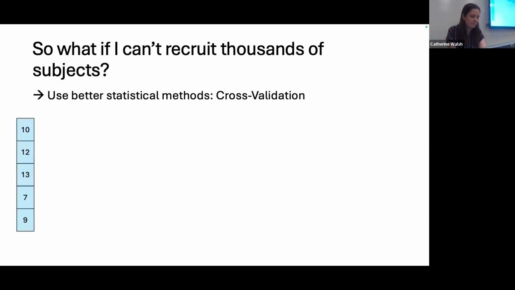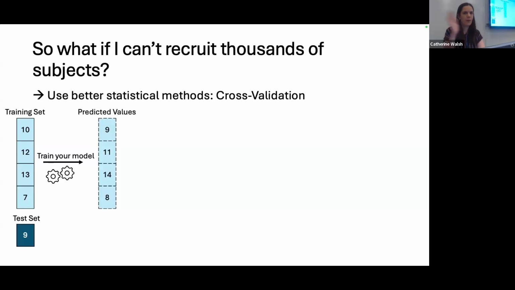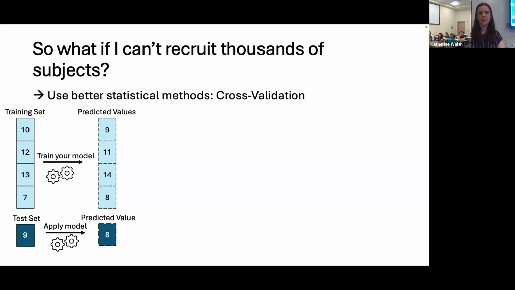Say we have our sample data. We could split this into a training set and a test set. We will train our machine learning model in our training set, and then we'll get predicted values from that. Then we can take that model and apply it to our test set, and we'll get a predicted value from our test set. Keep in mind that the model never touches this test set. It never sees it. It's completely new data for this model. We can compare our actual value to the predicted value and see how close they are, and use that as a measure of how well our model is doing.